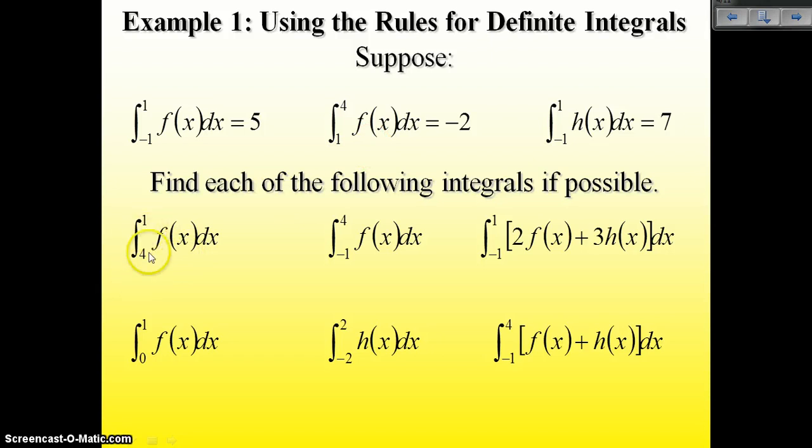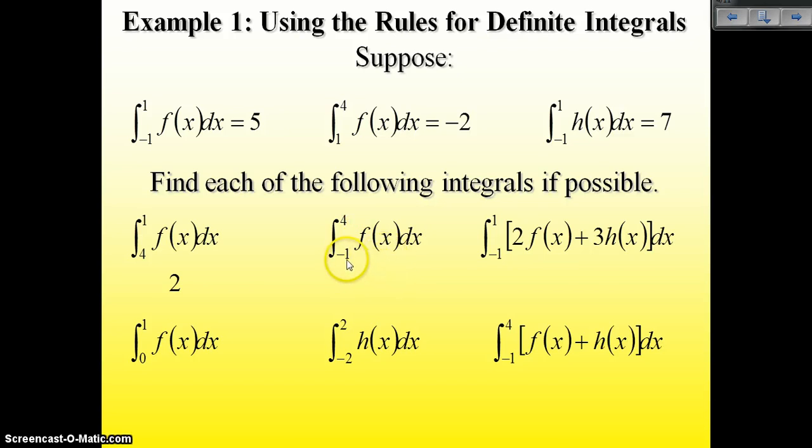The integral from 4 to 1 of f of x dx. Now if we look at this and compare it to this one up here, what do you notice is the difference? Well, the difference is this one is 4 to 1, this one is 1 to 4. So what do we do? We change the sign. So instead of a -2, it's a +2. Alright, here we go to this one.